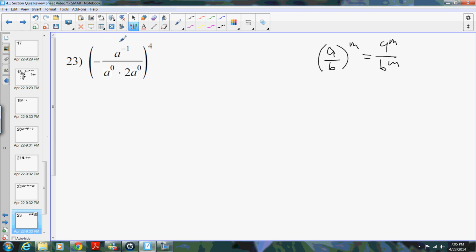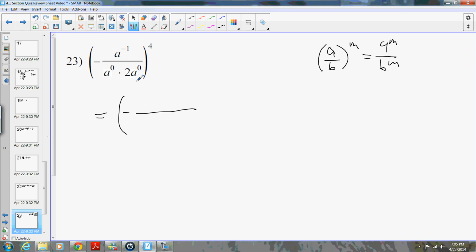Now, I should probably simplify as much as possible inside the parentheses first, because that follows my order of operations. So I do so like this. I'm keeping my negative fraction. Anytime I see a 0 exponent, that's the first thing I'm going to eliminate. It's not canceling, it's just equal to 1 and we don't have to write that. So my result here is a to the negative first over 2, all raised to the fourth power.